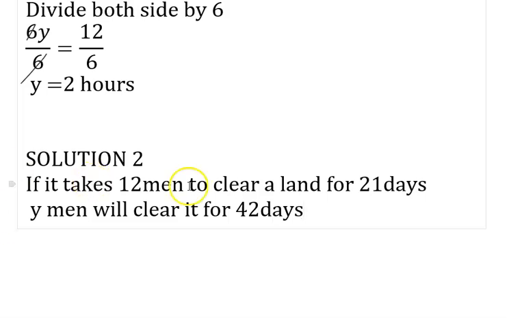So 12 men cleared the land for 21 days. Y men will clear it for 42 days. Now, it means you have longer days, so you have fewer men this time around, because as one quantity increases, the other decreases. Since the days have increased, the number of men should decrease. Okay, let's see.